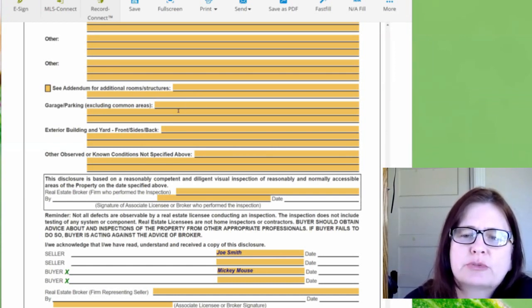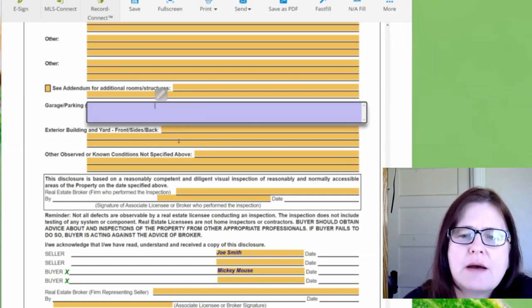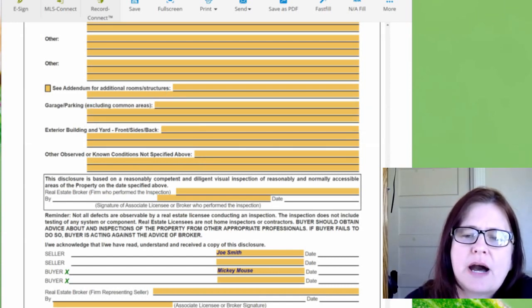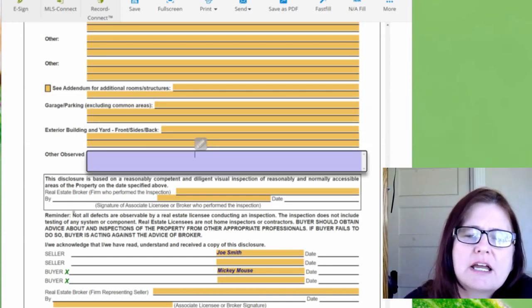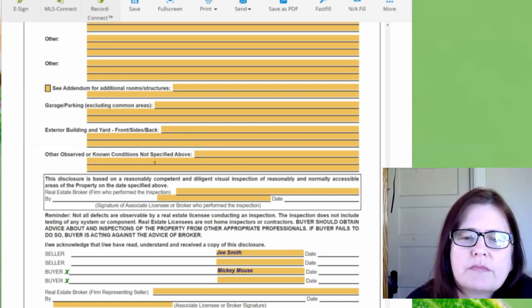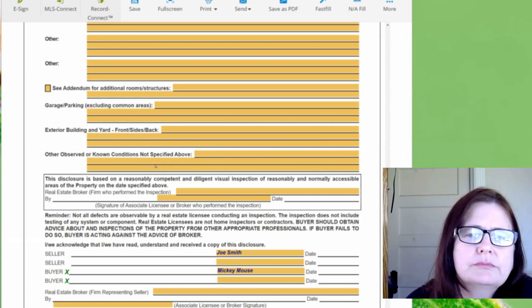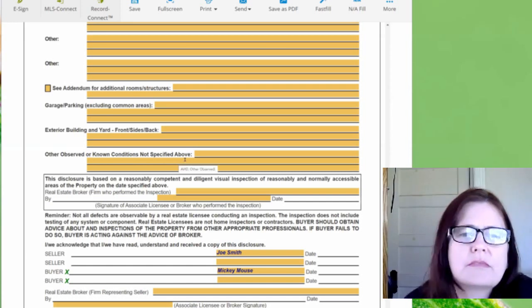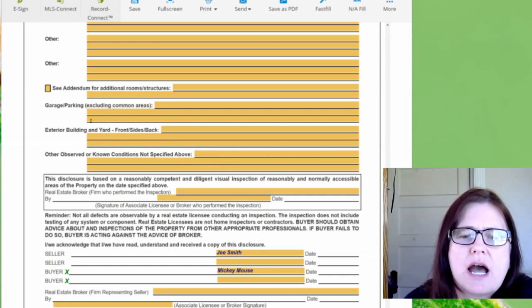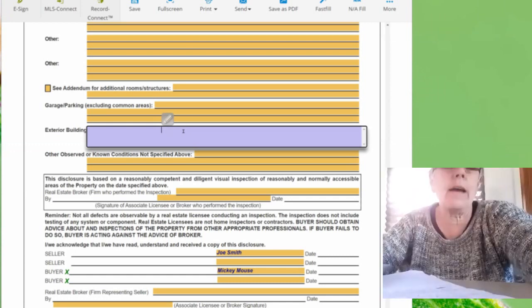Garage and parking. Here's where I'm talking about the garage and the driveway. Here's where I'm just talking about the general exterior of the building. And then there's this one, other observed or known conditions not specified above. What would be something I would put here? What about the patio or fencing? That I'm probably going to put in the exterior building and yard, front, sides and back.